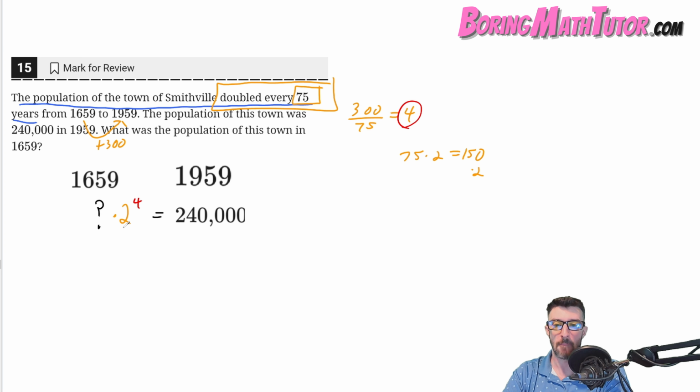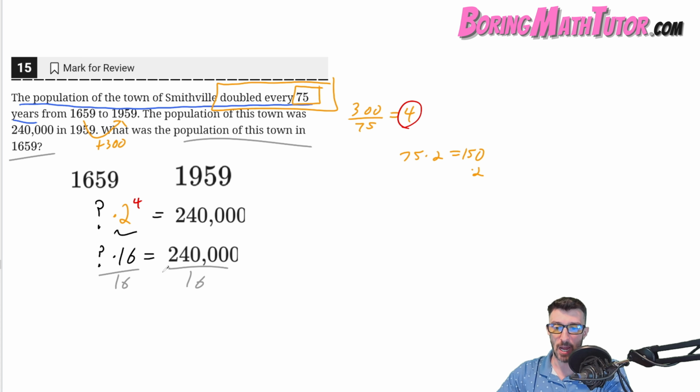What's that going to come out to? 240 grand. Now, what is 2 to the 4, by the way? It's actually just the same thing as 16. So all I have to do here is just do 240 grand divided by 16, and that'll get me the population in 1659.